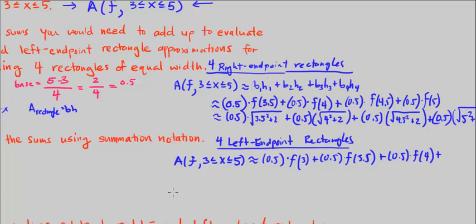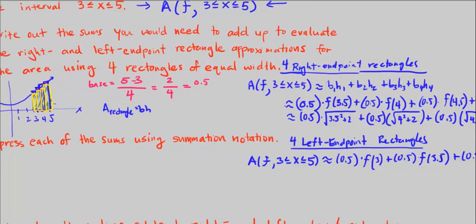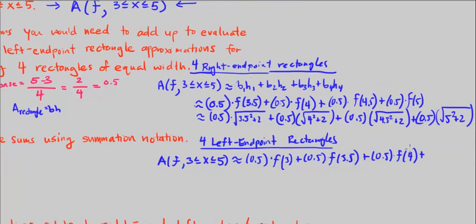And finally, let's go back and look at the picture, right? The height of this rectangle is the height from 4.5, this point. We plug it into our function, get that height, right? And that makes the height of our rectangle. So it's going to be plus 0.5 is the base times the height of f of 4.5.